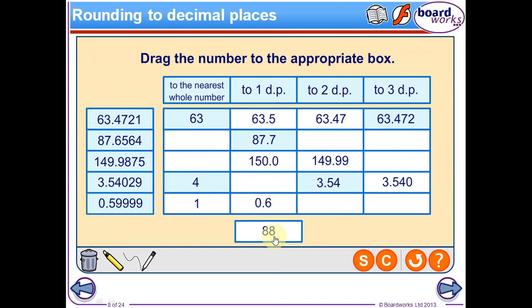So 88. Guys, we have to round to the nearest whole number here. So nearest whole number is cool here. Let's take this one to the nearest number, 87. So add 1 to 0.6. So this is 2 dp here, 0.6, 2 dp. 87, 2 dp. I don't need to waste time again.